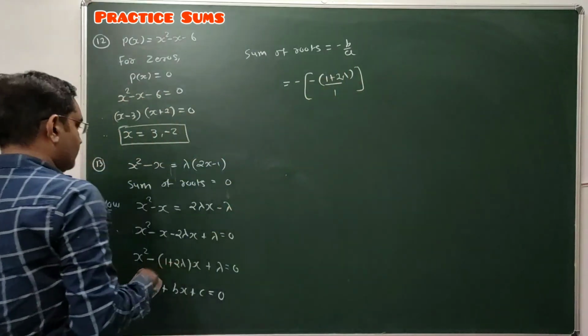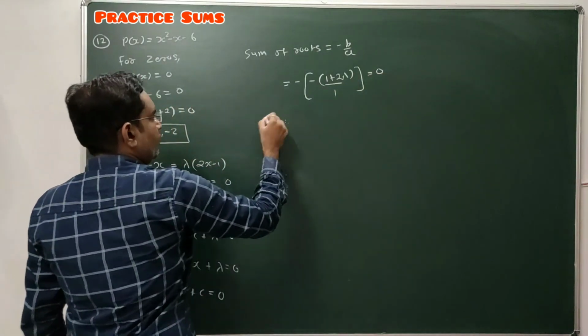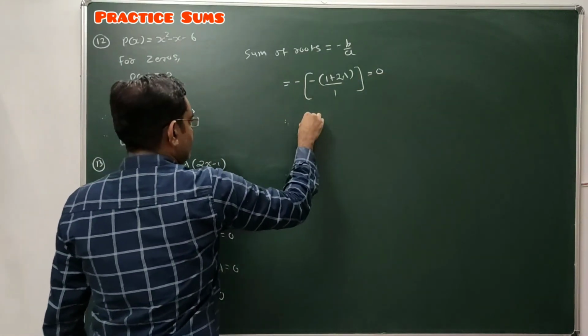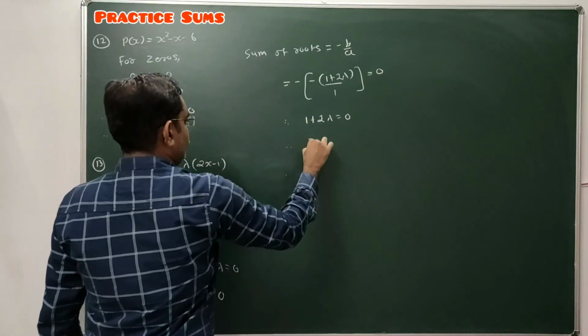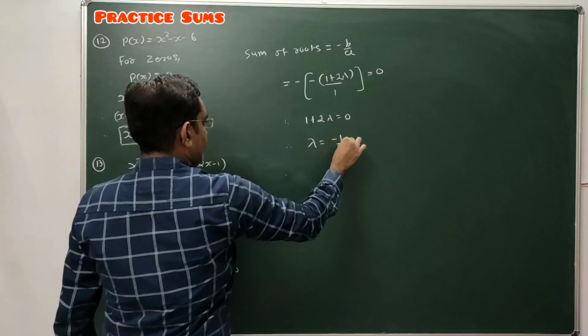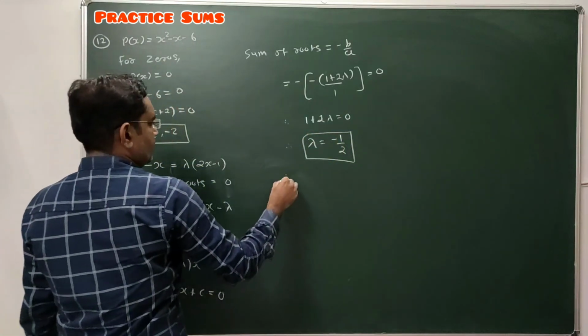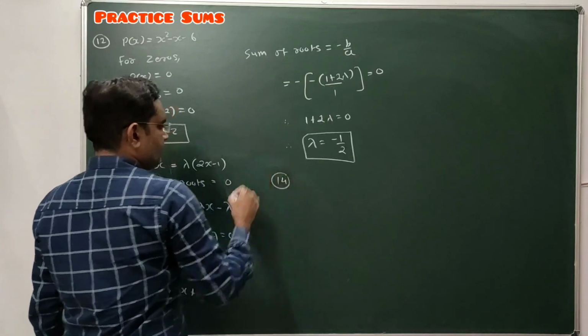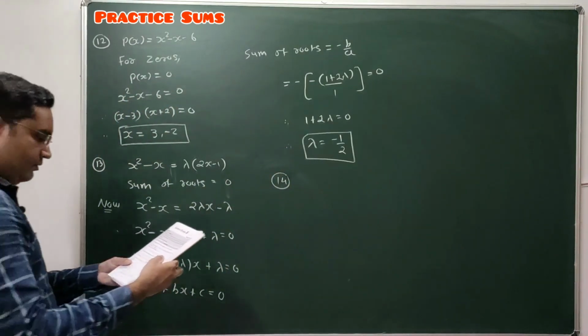And the sum of the roots is given as 0. Find the value of lambda. So minus minus plus 1 plus 2 lambda equal to 0, and therefore lambda equal to minus 1 by 2. Lambda equal to minus 1 by 2 is the answer. Done. Now next question, question number 14.